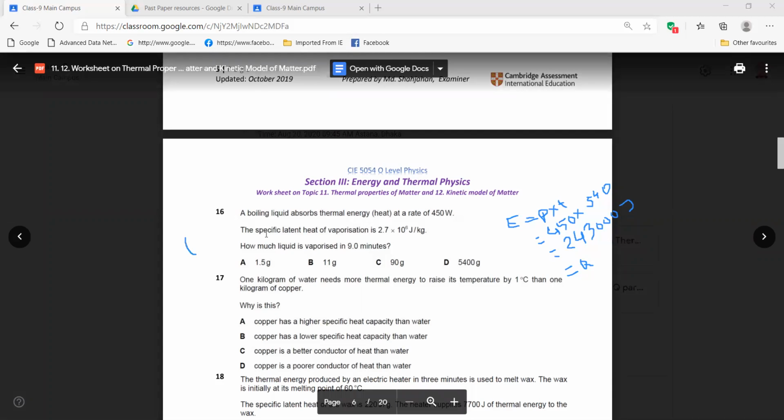Yes, correct. So we write L_V equals Q by M, as it is latent heat of vaporization. They ask to find M, right? So M equals Q by L_V. Very good.